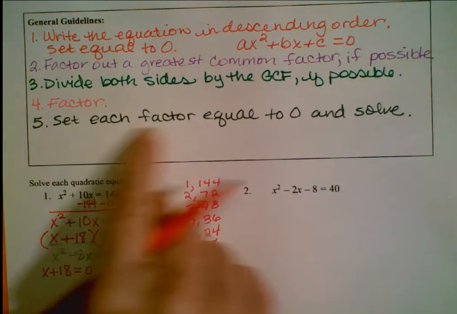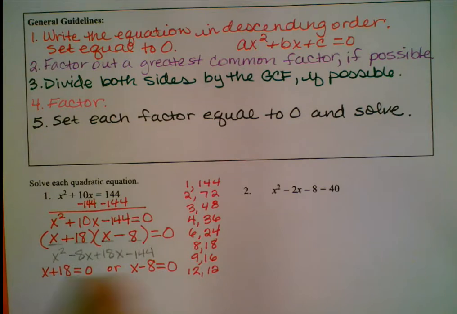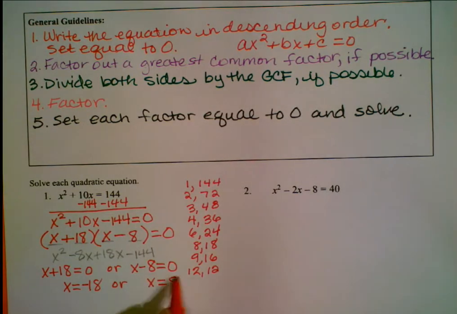Now, it says set each factor equal to 0, which is what we've done, and solve. So I'm going to solve for x in this case. To get x by itself means subtracting 18 on both sides, and this one means adding 8 to both sides. And we get these two solutions.